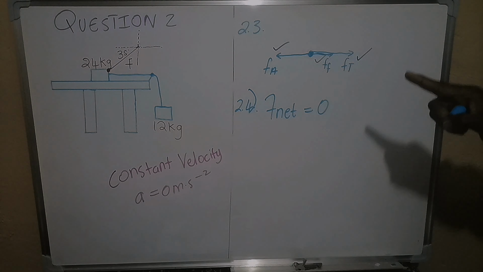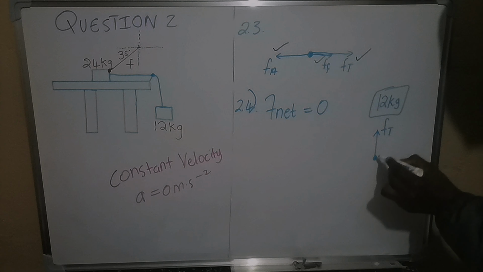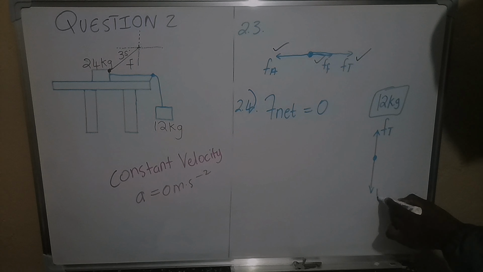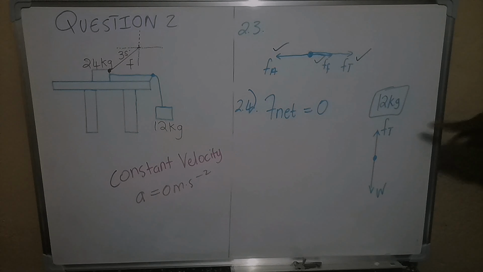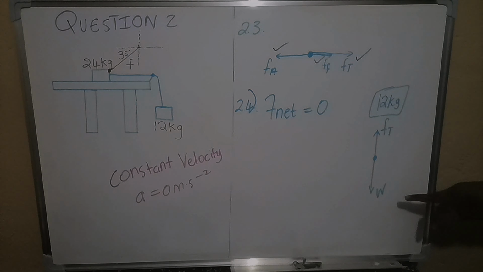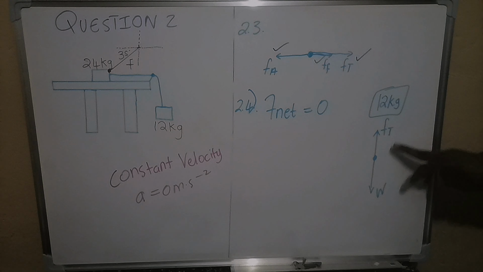If I draw the free body diagram of the 12 kg block, we've got our tension force and our weight. Therefore, these two forces are going to act on our 12 kg block, and I'm going to use these two forces to find my F tension for 2.4. I hope you can hear me, guys.